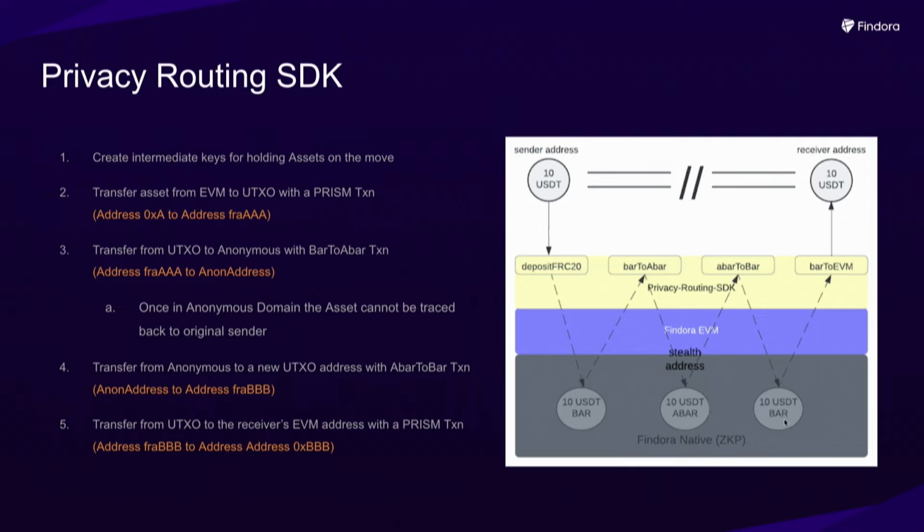Then from the Findora UTXO domain, you can convert the asset to the EVM chain. So a usual flow goes like this: you create intermediate keys holding the assets. Then you transfer from EVM to UTXO, then UTXO to anonymous. Then again from anonymous to a new UTXO address, and from UTXO to the EVM address.